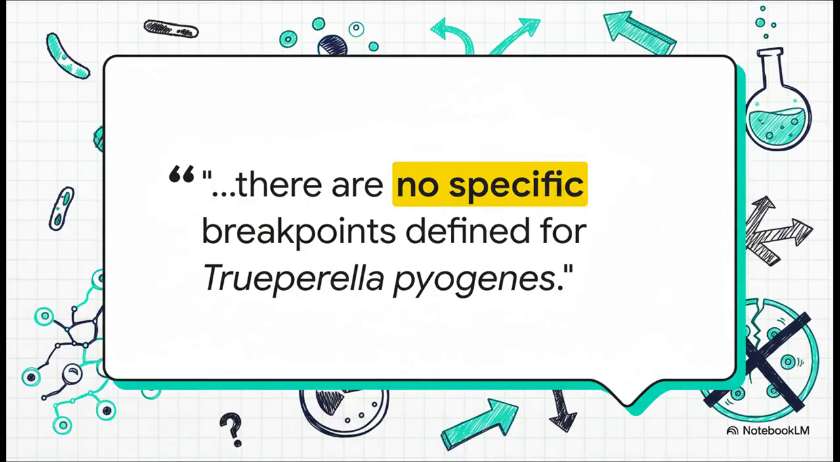And here it is, the heart of the problem. This is a direct quote from the 2025 EUCAST guidelines. The bottom line is, there are no official EUCAST breakpoints. So what does that actually mean for you at the bench in a European lab? It means you can run the test, you can get an MIC value, but you cannot legally interpret it as susceptible, susceptible at increased exposure, or resistant.